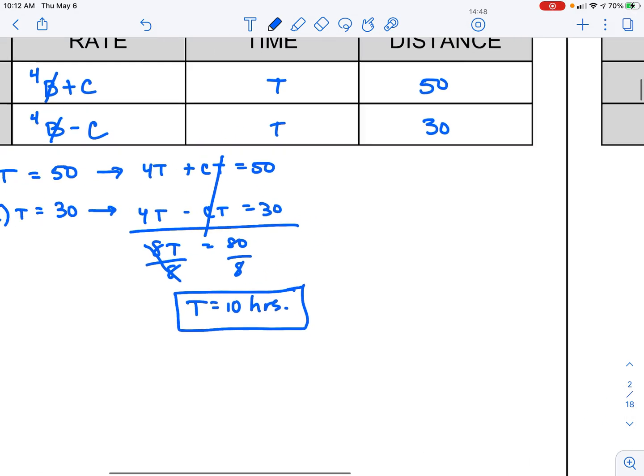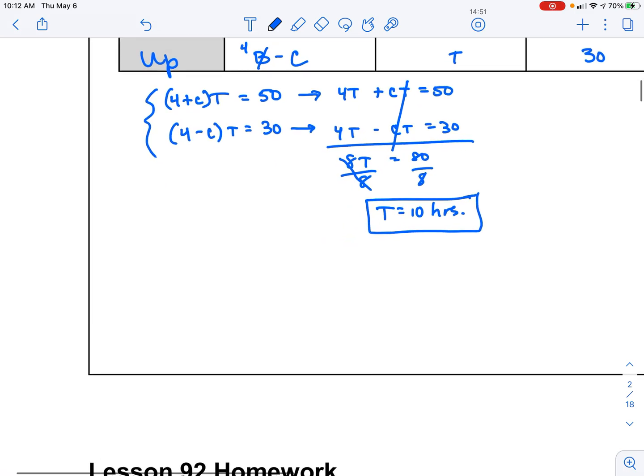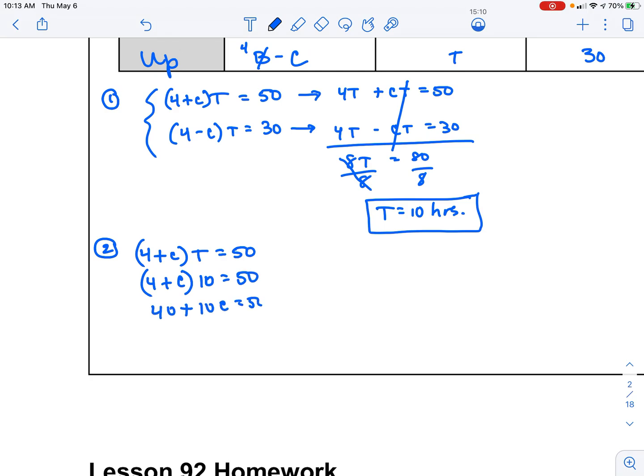So we're going to go grab another one of our equations. I guess right below. I'm going to come over here. This was our first part, and here's our second part. I'll just number them to keep them straight. So I'm going to grab the first equation up here, (4 plus C) times time equals 50. And I'm going to go ahead and put in there 10 for time. Let's distribute that. 40 plus 10C equals 50.